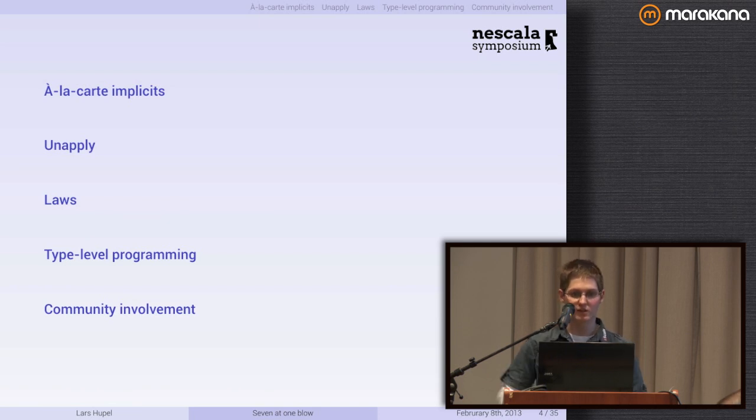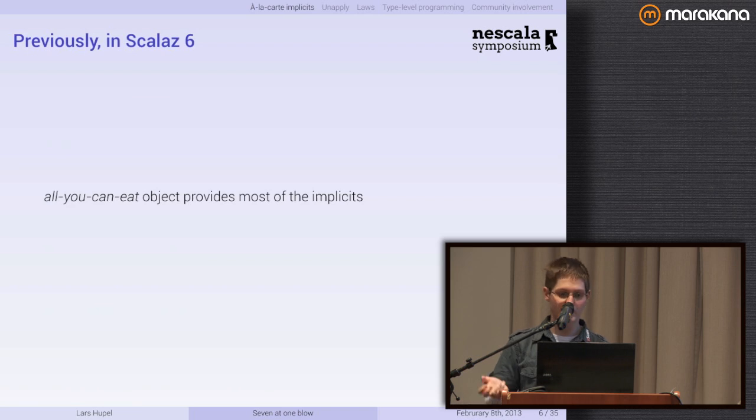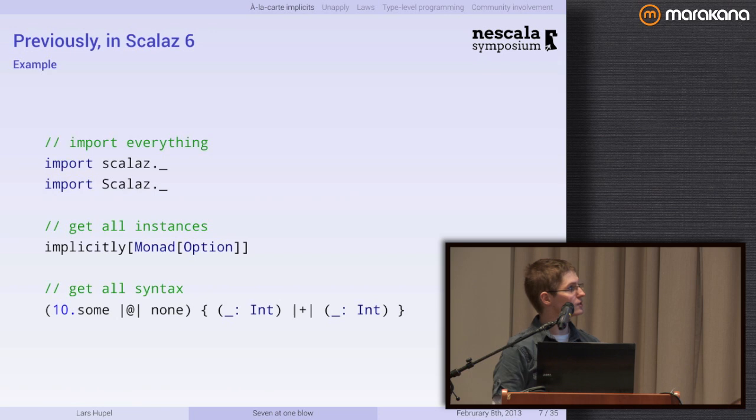First of all, à-la-carte implicits. If you're used to Scalaz 6, you know that if you wanted to use any of the functionality, you had this so-called all-you-can-eat object, and you made a wildcard import from that object, and you got all the features, most of the implicits and stuff like that. Here's an example. First you import the namespace, then you import this all-you-can-eat object, and then you can obtain all instances, so Monad for Option, and you also get this applicative builder syntax. Everything's just there at your fingertips.